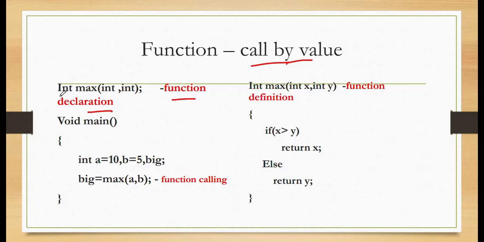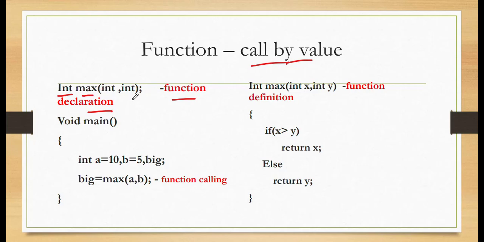Okay, here I used integer max, where max is the function name. Inside I am going to pass two integer values, and the return value is also an integer. This is called a function declaration, which you must define before the main function. Before the main function you have to use the function declaration: the return type, function name and argument list. This is called a function declaration.